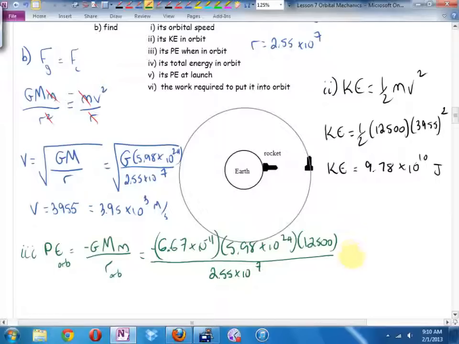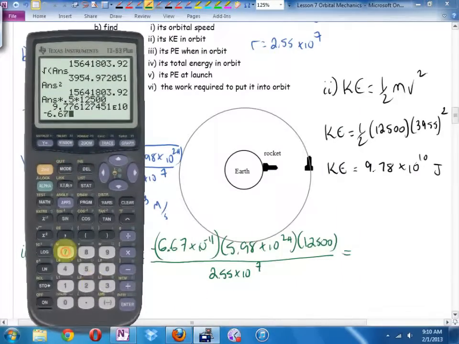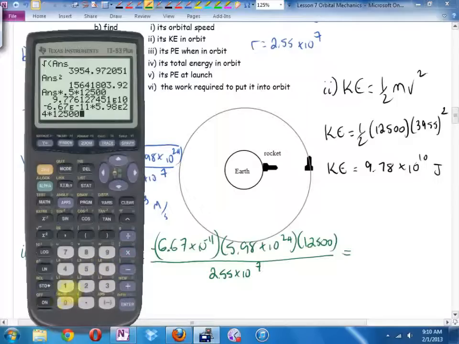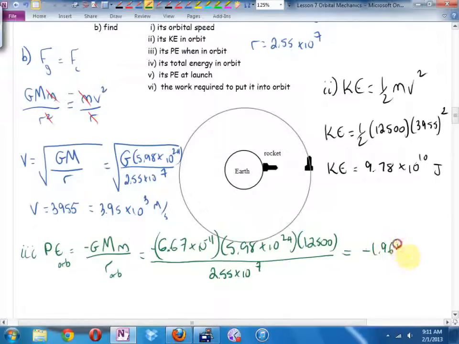No, energy is not squared. Negative 6.67 negative 11 times 5.98 times 12,500 divided by 2.55 7. And I get negative 1.96 times 10 to the 11th. Yeah?